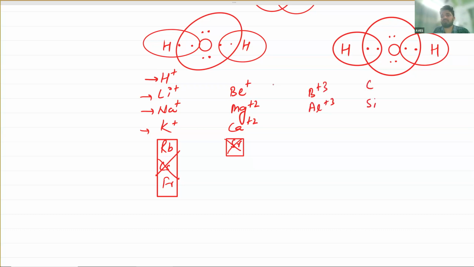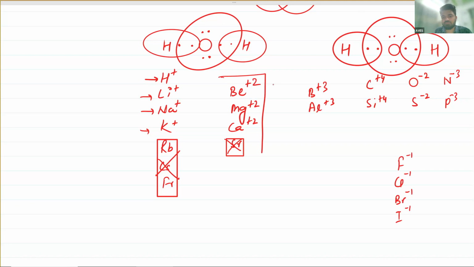Then carbon, 4, 4. Then we have oxygen and sulfur, -2, -2. After this we have nitrogen -3 and phosphorus -3. And then fluorine, chlorine, bromine, iodine: they have -1, -1, -1, -1. Everybody, please copy this fast. This is barium, +2. Copy this, and when you're done, please let me know.